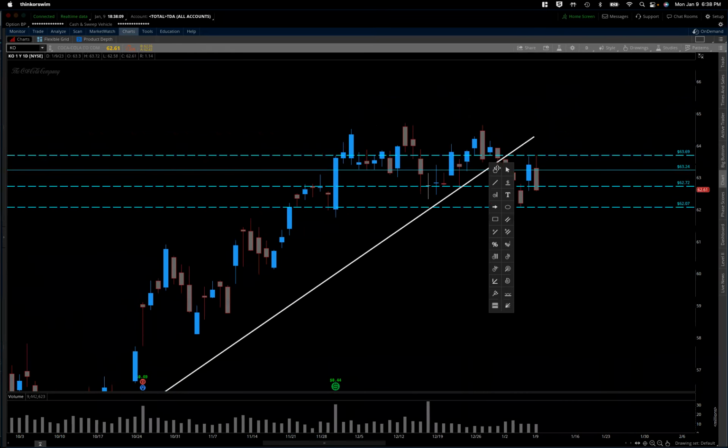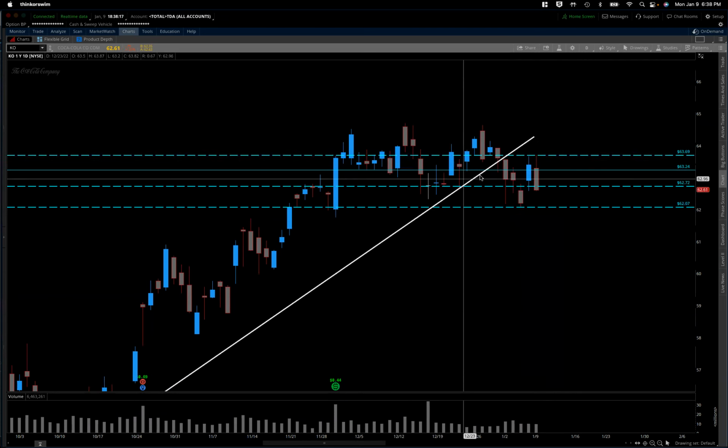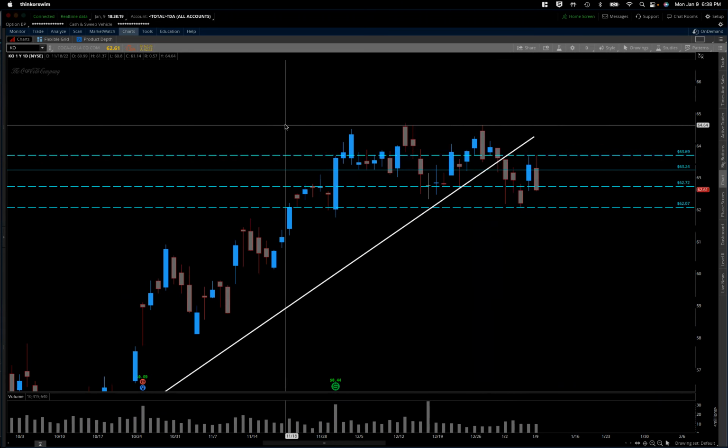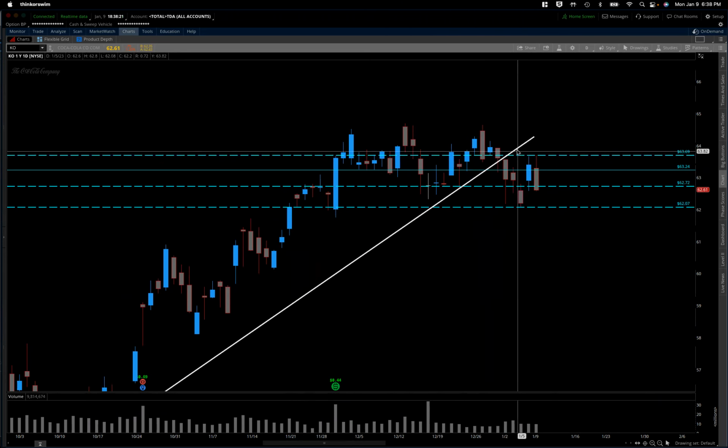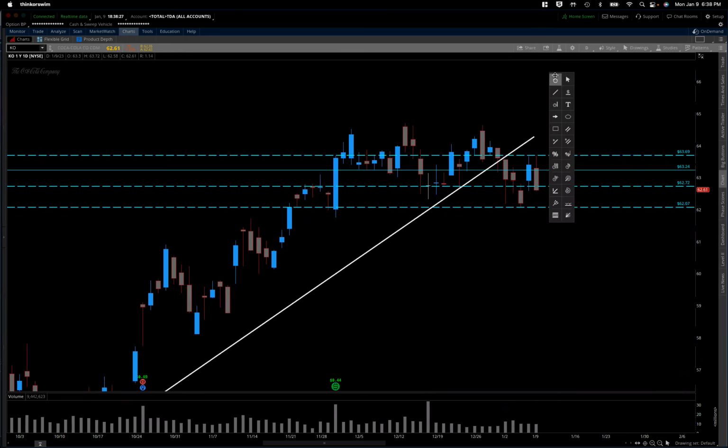But KO is a name I've been watching for a short. There are a few key levels that I identified. I'm not going to go too far into why these levels are key. If you want to learn more about how I identify key levels, that's all on support and resistance. I talked about that for like an hour. So again, I built my thesis on KO, I found my key levels, and I started by looking at the daily and weekly charts.